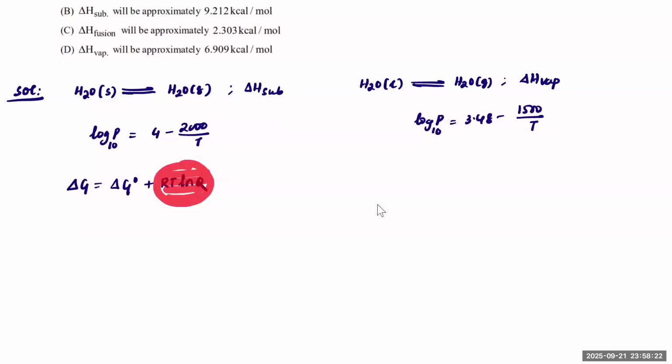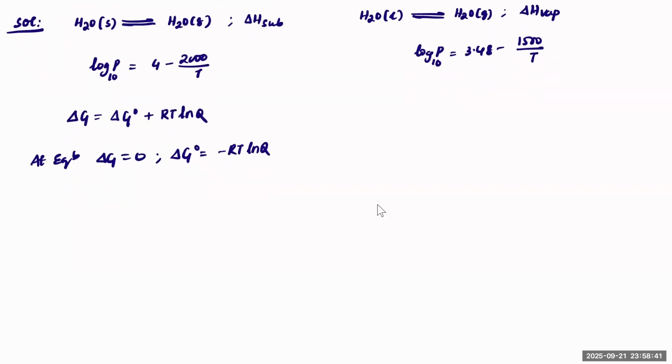Q is called the reaction quotient, which decides whether the reaction goes in the forward direction or the backward direction. Now, at equilibrium, delta G will always be 0, which means delta G naught will be equal to minus RT ln Q.